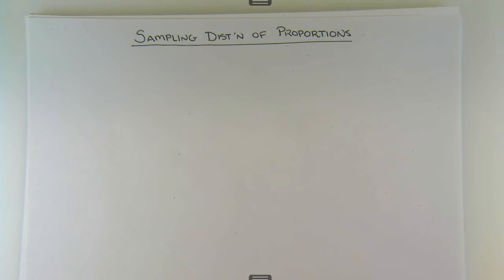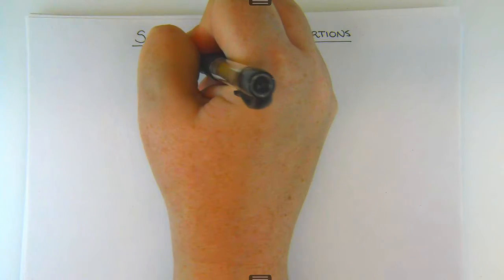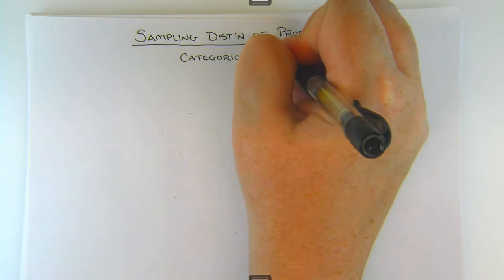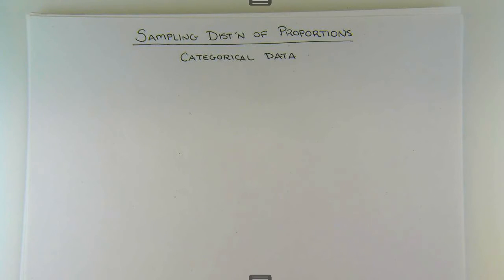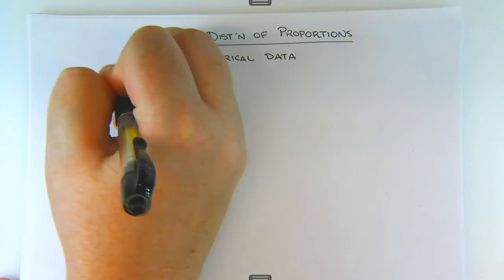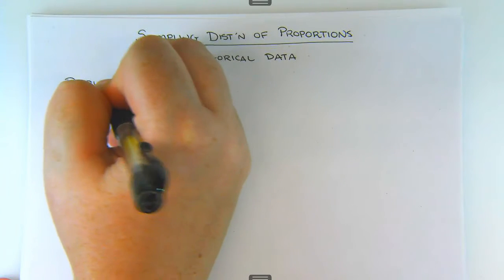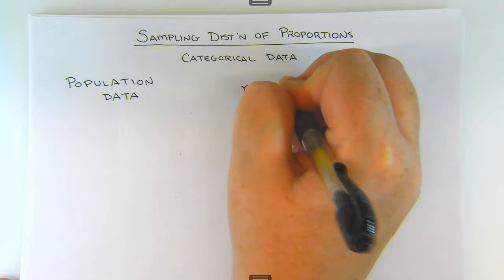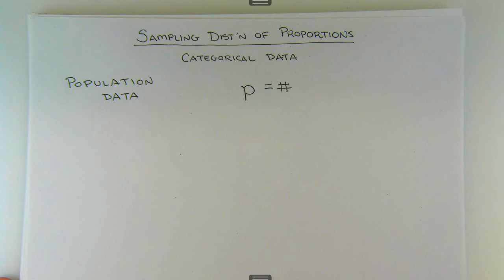To review the setup of our sampling distribution of proportions, this is going to come through with categorical data. Whenever we collect data that's in words, where we're taking proportions, this will let us create a distribution of these proportions from samples. In the setup of what we went through in this simulation, we're going to have our population data, which comes through as a population proportion, some number that we expect.